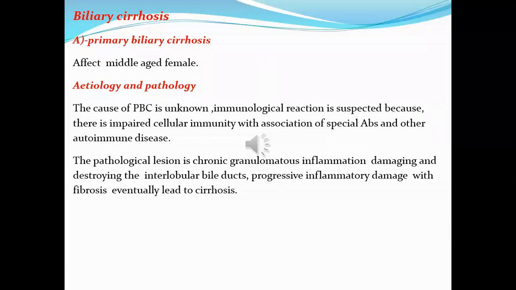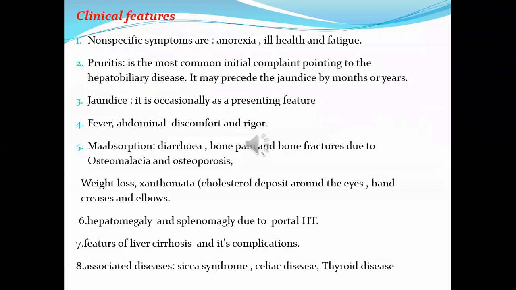The pathology is a chronic granulomatous inflammation damaging and destroying the interlobular bile ducts, with progressive inflammation and distortion of the biliary system. When there is overimmunity against the biliary system, it leads to destruction of the biliary system inside the liver, resulting in fibrosis and distortion of the biliary system, leading to chronic obstruction with cirrhosis, called primary biliary cirrhosis, commonly affecting middle-aged females.